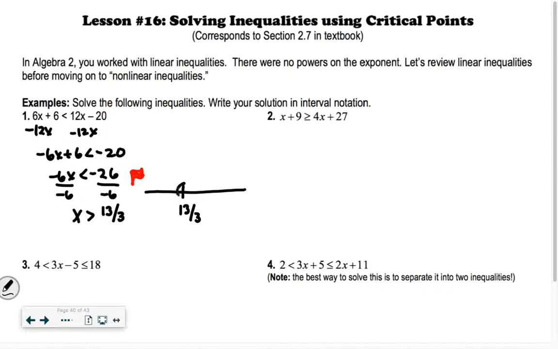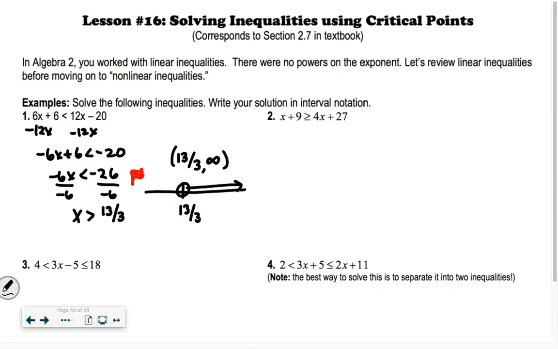Then we say it's everything that's bigger than 13 over 3. So we know how to write it in interval notation: 13 over 3 to infinity. Since we didn't fill in the circle for 13 over 3, we have an open circle and a parenthesis instead of a bracket. Does that make sense?